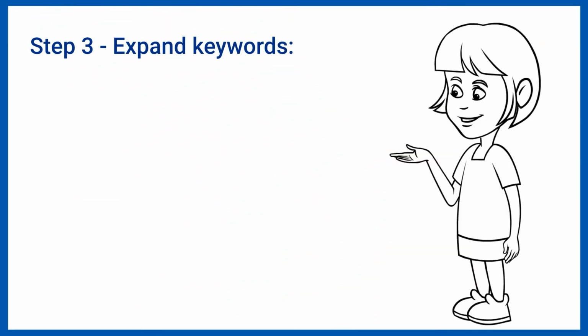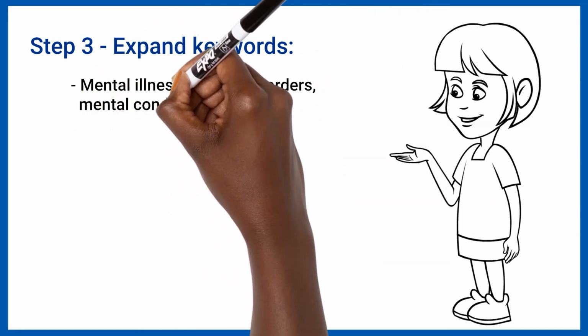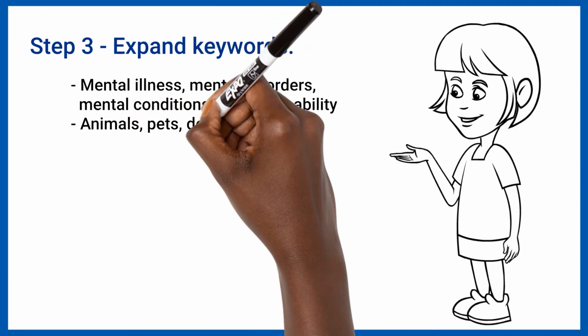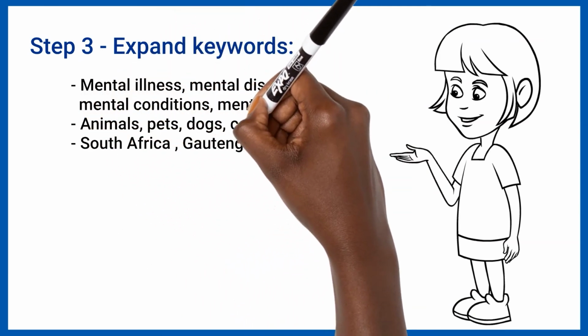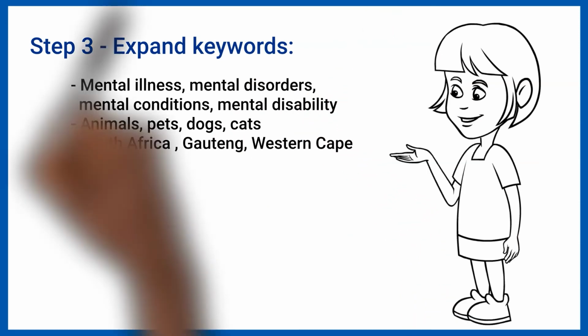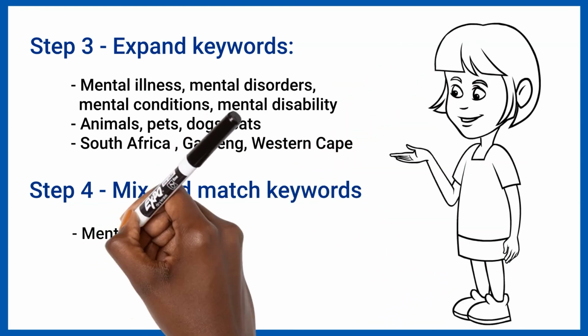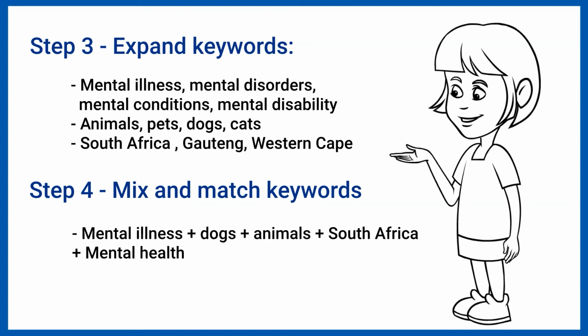If we expand our keywords, we get mental illness, mental disorders, mental conditions, and mental disability; animals, pets, dogs, and cats; South Africa, Gauteng, Western Cape. Mix and match keywords such as mental illness, dogs, animals, South Africa, and mental health.